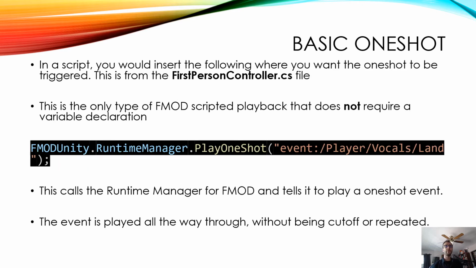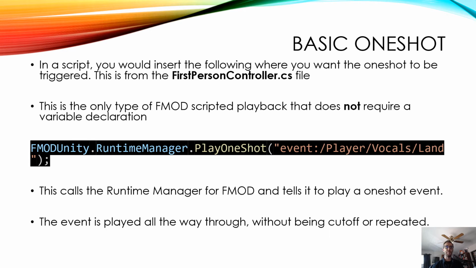So let's do the basic one-shot. This is really easy. This is in a script. You would insert the following wherever you want the one-shot to be triggered. So if you go into the scripts that I put up there, you've got the FirstPersonController.cs file. This is really simple. You just have to insert the line. You don't have to declare variables. You don't have to initialize anything. It's just insert this line into a function.